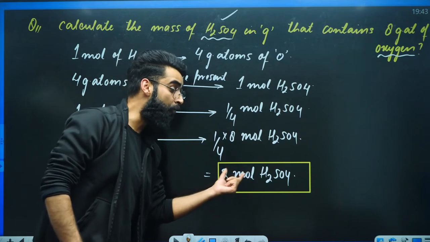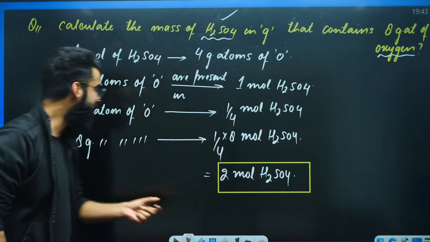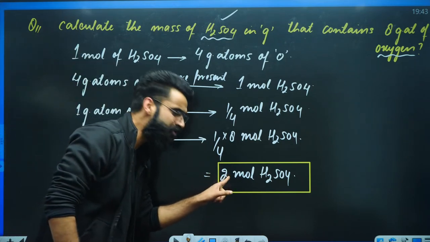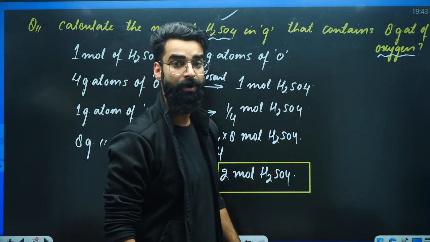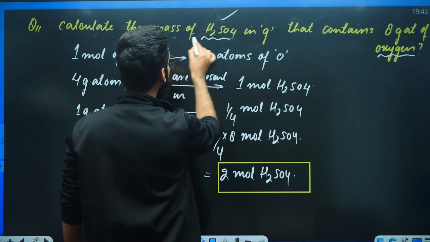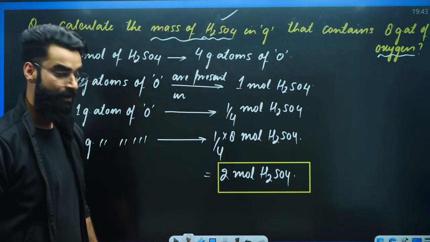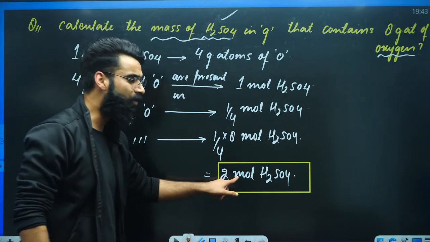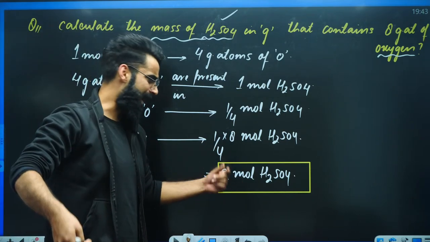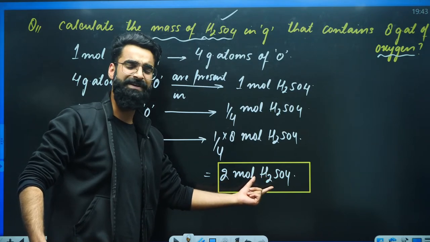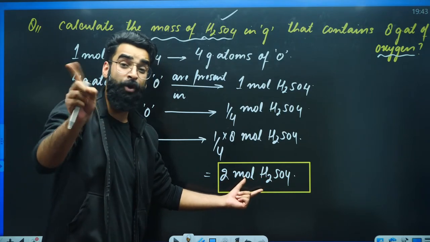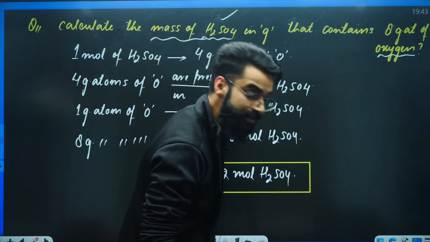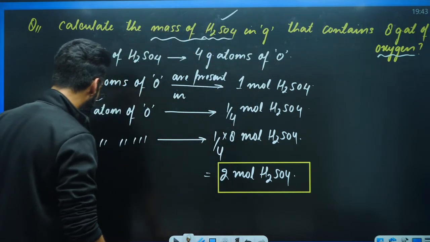I have calculated the moles of H2SO4, which contains 8 gram atoms of oxygen. But was I supposed to calculate the moles of H2SO4? No. I was supposed to calculate the mass of H2SO4. Do you know how to convert moles into mass? I calculated moles of H2SO4, but as per the question, I have to calculate the mass of H2SO4, right? So, what do I do?